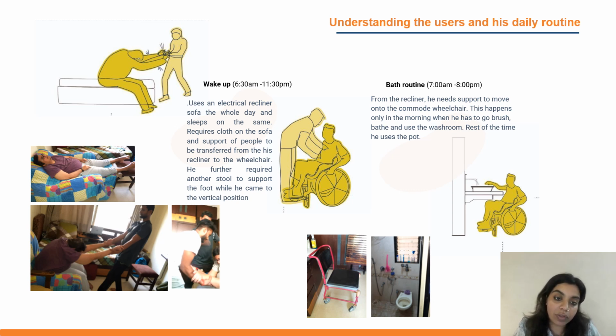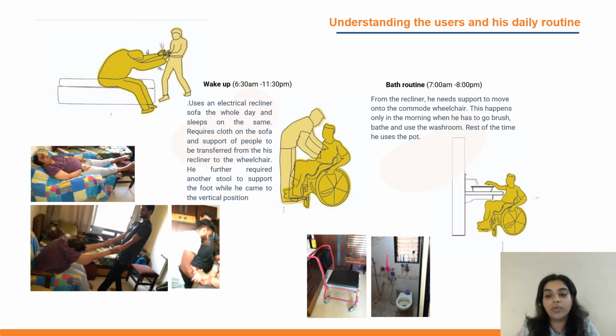And after we understood that part, we tried to look into what the spatial requirements were for him to get transferred from his recliner to the commode wheelchair, which he would use for bathing and for using the washroom as well. We realized that in his older home, there was slightly more restricted space, and the bathroom too had a vanity below the sink, which would not let him use the basin countertop. The tap was a little more behind, which would make it difficult for him to move a little forward and try and brush his teeth.